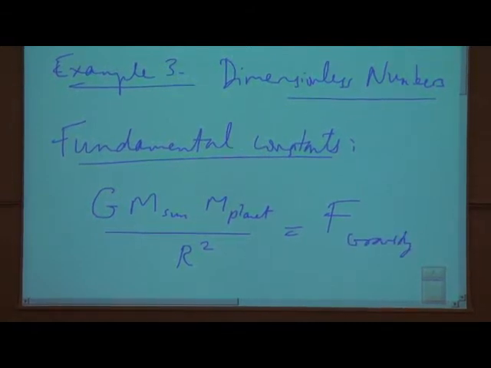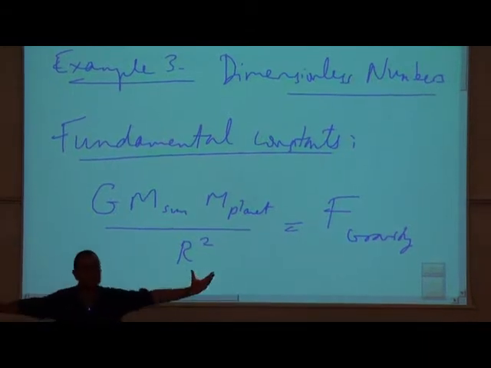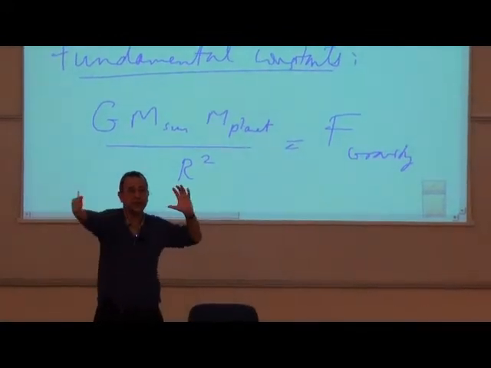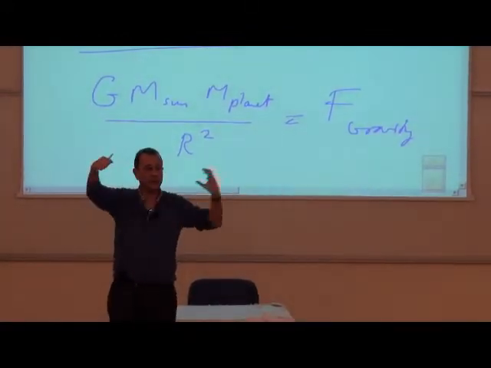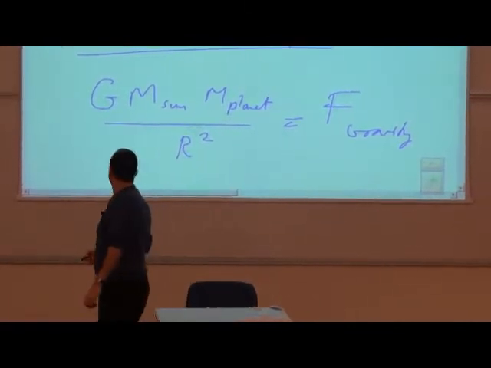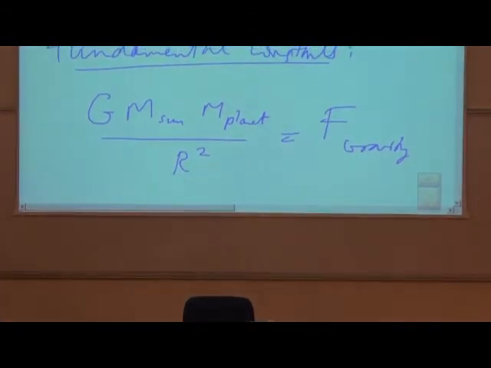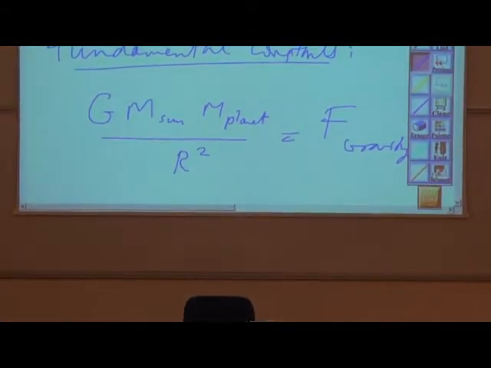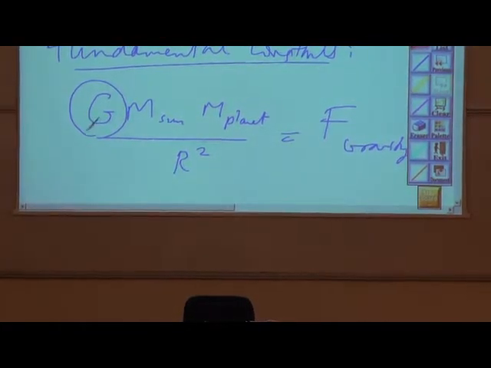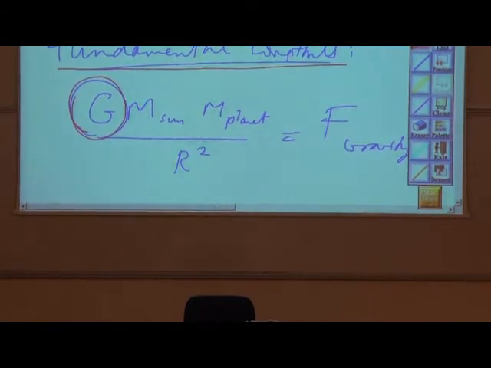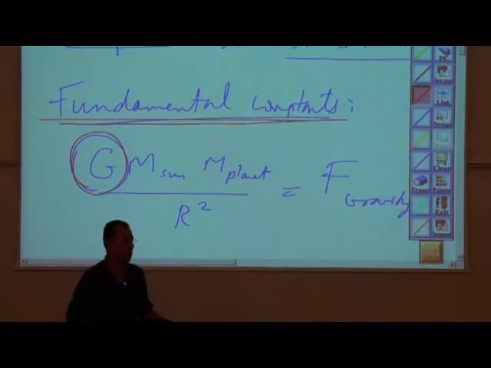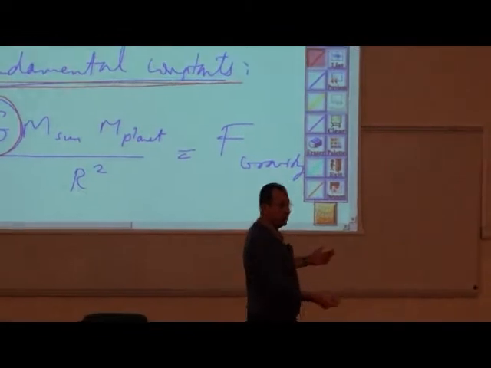The force of gravity between any two objects, for example, the Sun and Venus, depends on 1 over the distance squared. The Sun attracts Venus, and Venus attracts the Sun back, and they rotate around each other. They orbit around each other. Okay? And this G here is a fundamental constant. Fundamental means it applies to all objects anywhere in the universe.